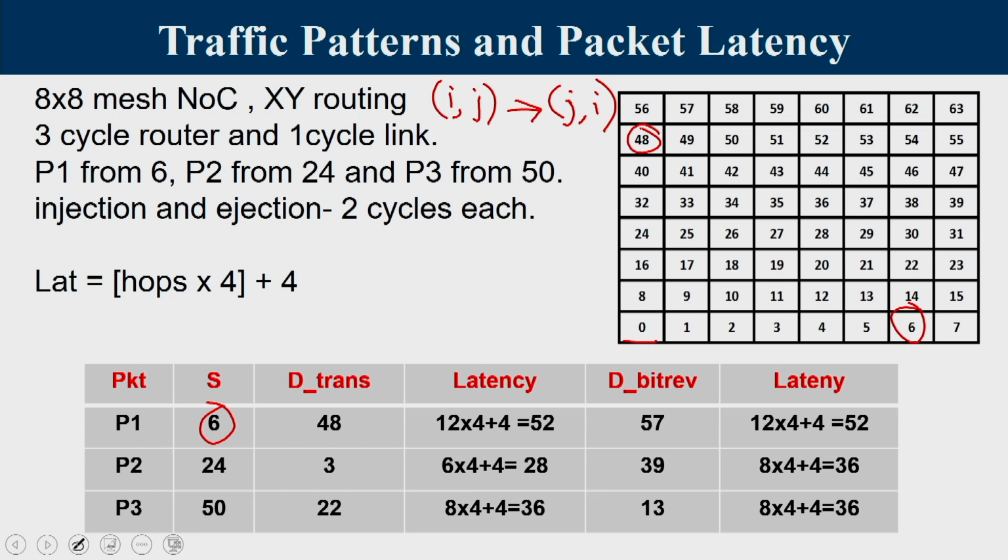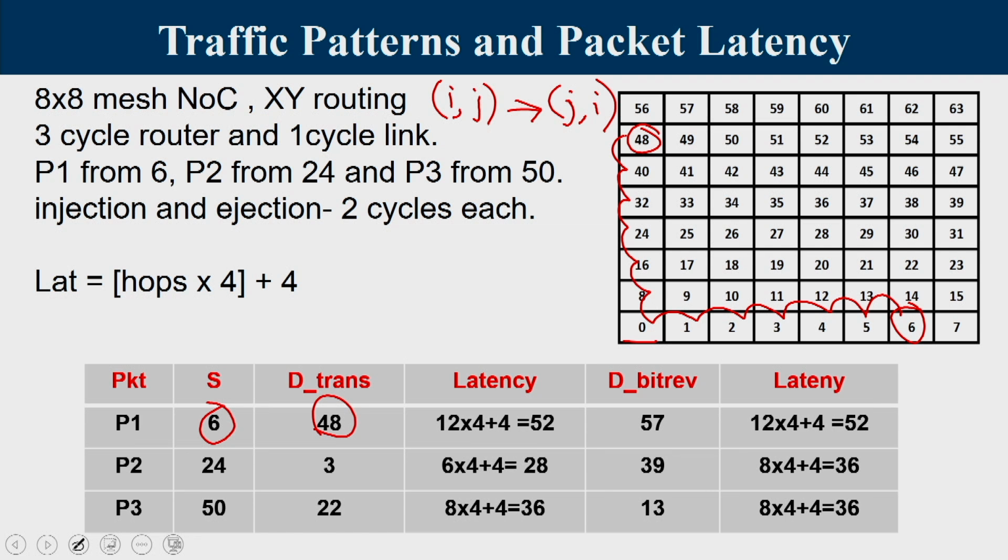This kind of transpose is a synthetic traffic pattern. We are artificially creating traffic, meaning we are specifying where the source and the destination are. So, all packets from 6 are moving to destination 48. Now, what is the peculiarity? From 6 to 48, it takes 1 hop to reach 5, then 2 hops, 3, 4, 5, 6, 7, 8, 9, 10, 11, 12. It will take 12 hops from 6 to reach 48.